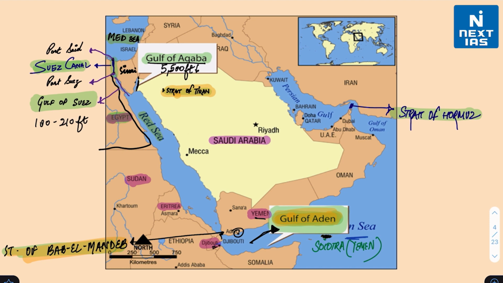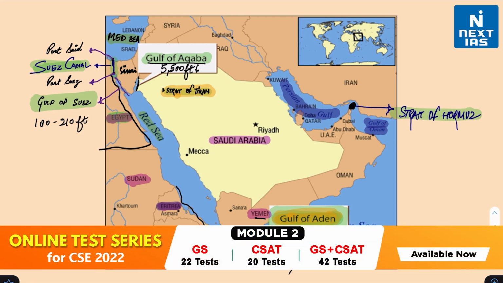So this is Djibouti. The Horn of Africa has 4 countries: Eritrea, Ethiopia, Djibouti and Somalia. This region forms the Horn of Africa. In this other region, here we have the Persian Gulf and the Gulf of Oman. The narrow strait over here is known as the Strait of Hormuz.